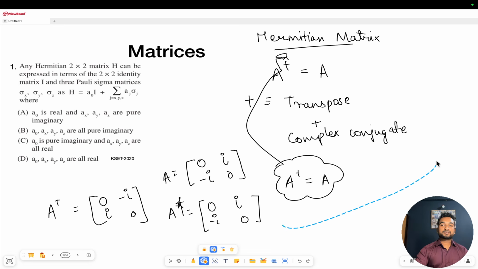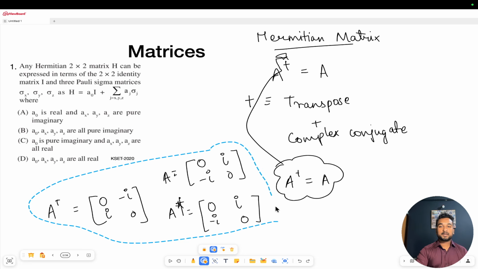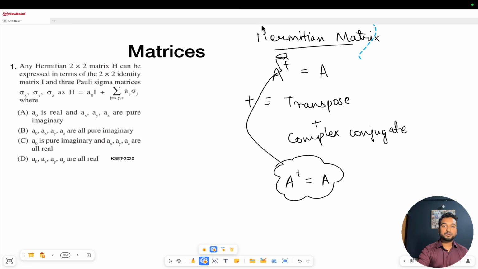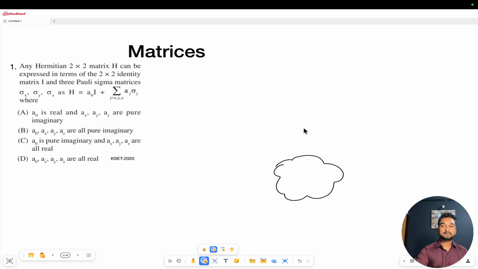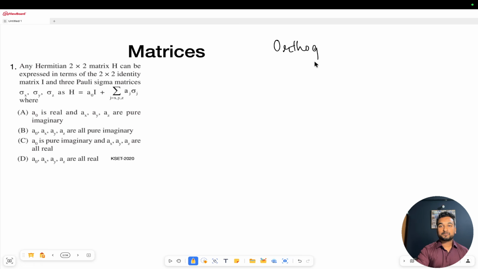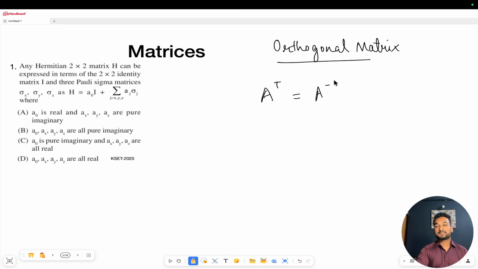If you want, you can pause the video and note it down. Here I also want to tell you about one more type of matrix, which is known as an orthogonal matrix. What is an orthogonal matrix? A matrix where the transpose of the matrix equals its inverse is known as an orthogonal matrix.